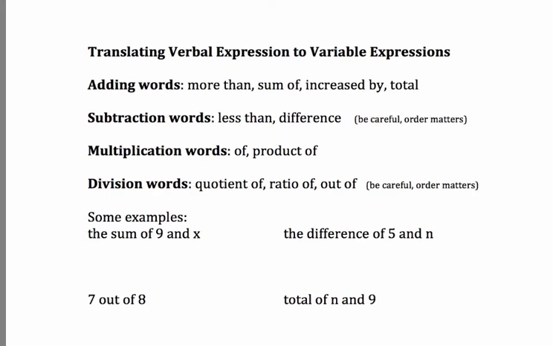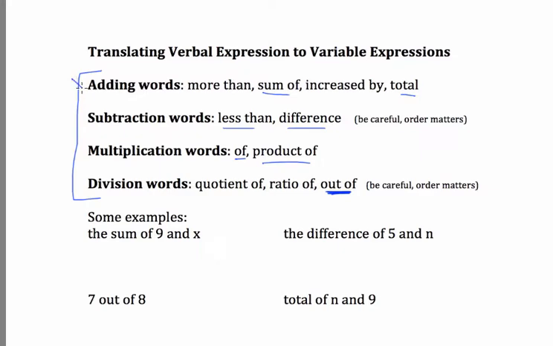One thing we do in algebra is take real life problems or word problems and turn them into algebra, turn them into letters. So here are some words that are used in different problems. Adding: the sum of, the total, more than, increased by. Subtraction words: less than or the difference means subtract. Of, product of, it's multiplication. Quotient, ratio of, out of, that's a big one. Out of is a division word.